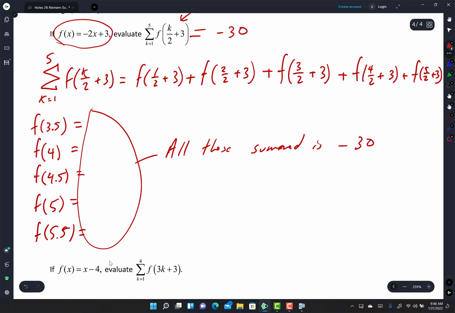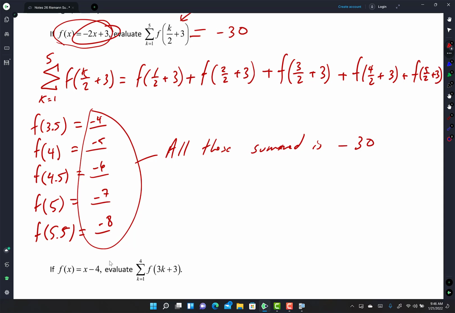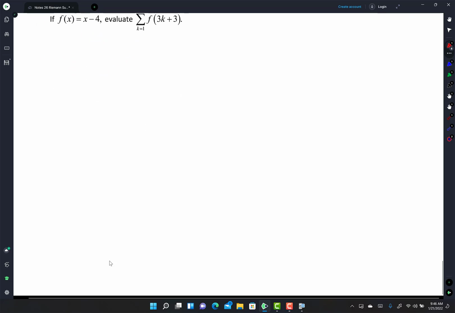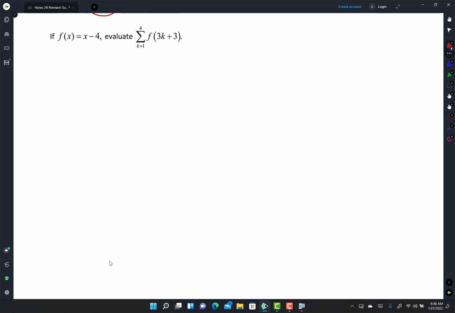Probably good notes if you could tell me what f of 3.5 is, what 4, 4.5, and then what is it? Negative 4, negative 5, negative 6, negative 7, negative 8. It makes sense. It's a linear line, and we're going by half. So yeah, it makes sense. And look, it's the same thing for this one. So I think you guys already got it. So see if you guys can be fast. You don't have to. Just see if you can.